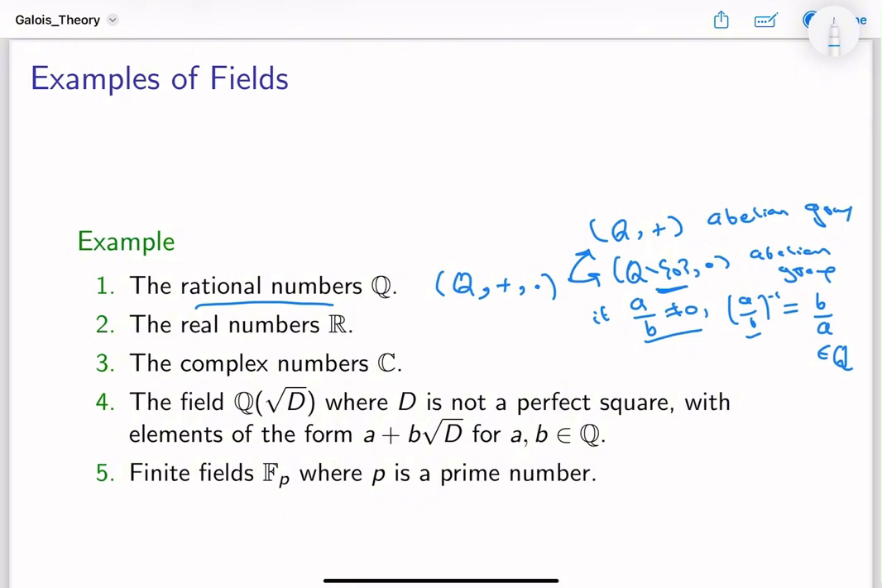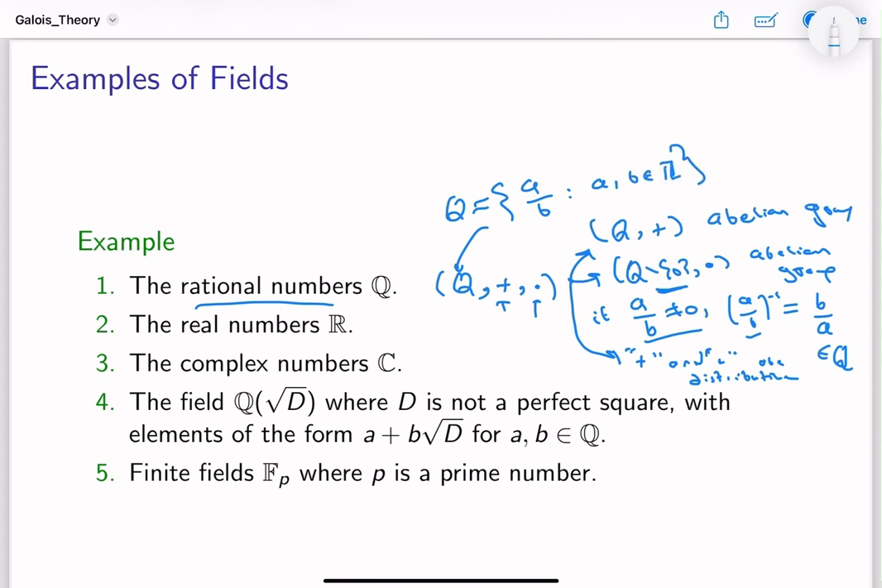And it's also clear that the addition and multiplication are distributive, and this is what makes Q with plus and the usual multiplication a field. So these are the rational numbers. This is the set of a over b such that a and b are integers. So this is the set of rational numbers.